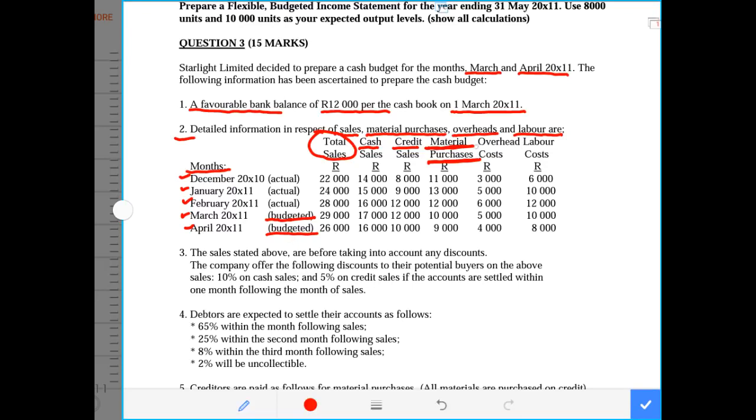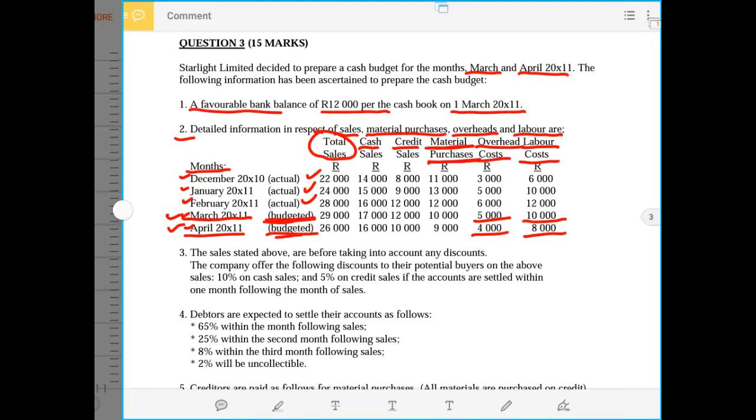Then we have overhead cost, and we remember that there is also a budget called the overhead budget. That means when we speak of the month of March and the month of April, because these 2 months are budgeted and the previous months are actual, this will be coming from the budget of the overhead cost, the overhead budget. And we have the labor cost. Therefore, once again, with regard to the last 2 months, which is March and April, this information of 10,000 and 8,000 will be coming from the labor cost budget. However, the actual one has already taken place.